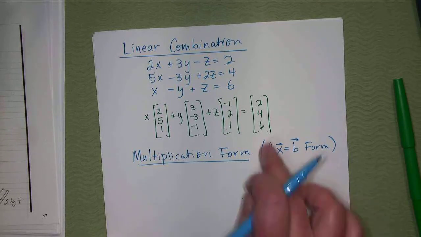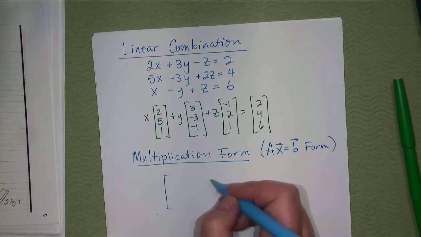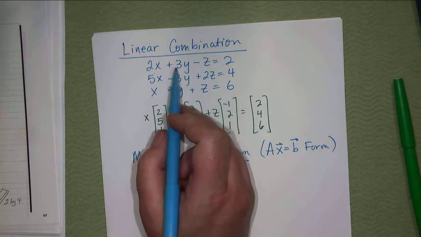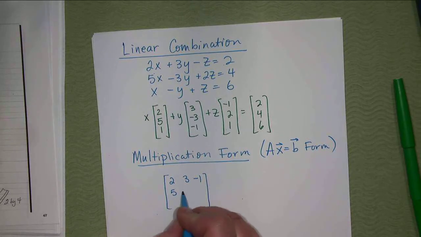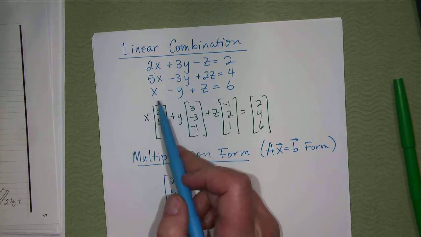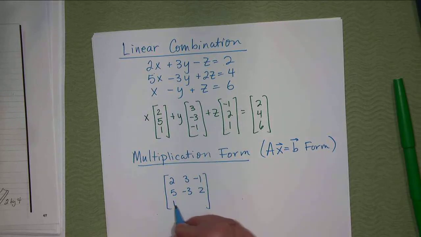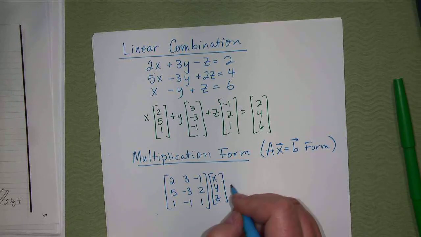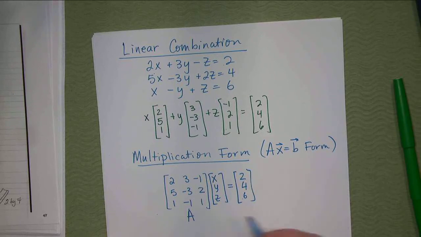Okay, so same system. Multiplication form looks like this. 2, 3, minus 1. So I get 2, 3, minus 1. 5, minus 3, 2. 5, minus 3, 2. And then what would the last line be? 1, minus 1, 1. X equals B. So this is called matrix A, this is called vector X, and this is called vector B.